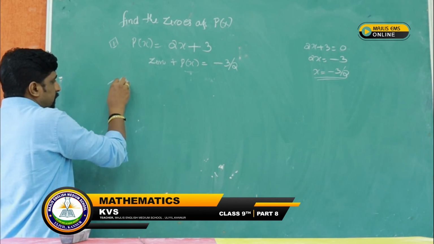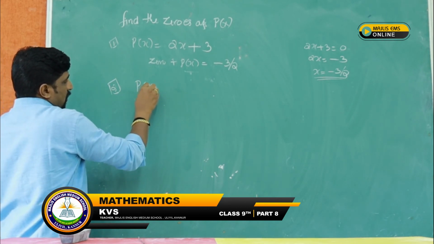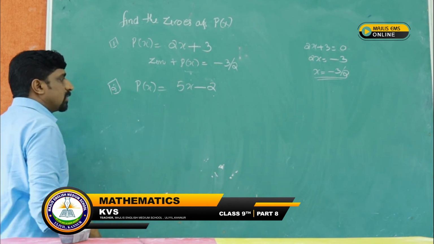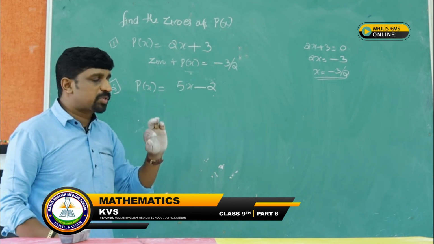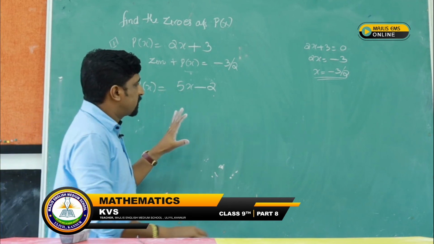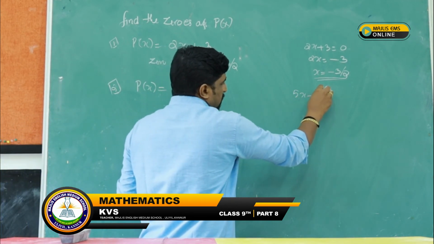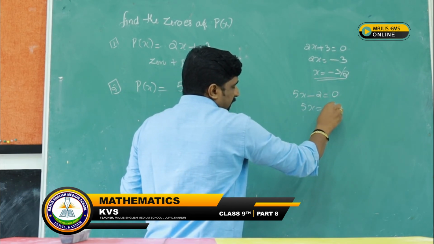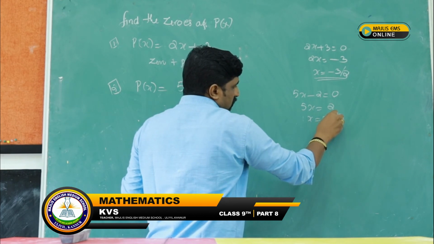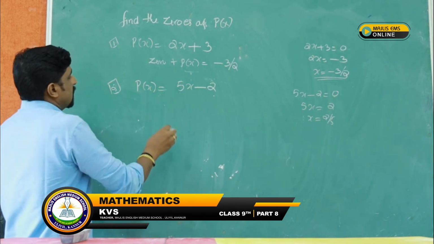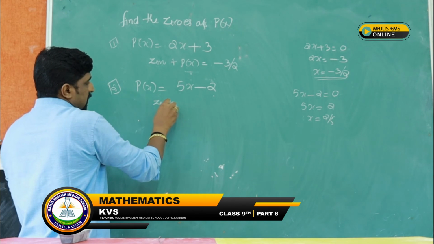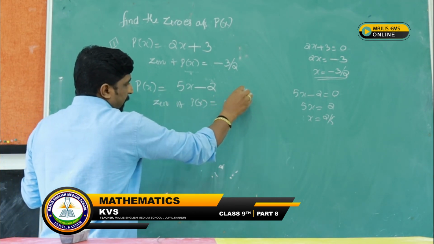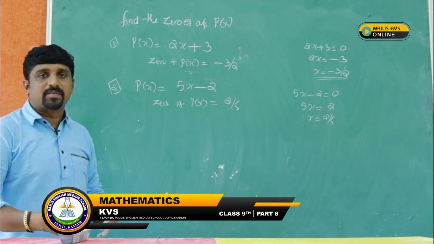Suppose second question, p of x is equal to 5x minus 2. We can find out the value of x. So just we can run like this. 5x minus 2 can be equated to 0. That is 5x is equal to 2, minus 2 taken to the other side. Then x is equal to 2 by 5. That is the answer we got. Therefore, last you write like this: 0 of p of x equal to 2 by 5.